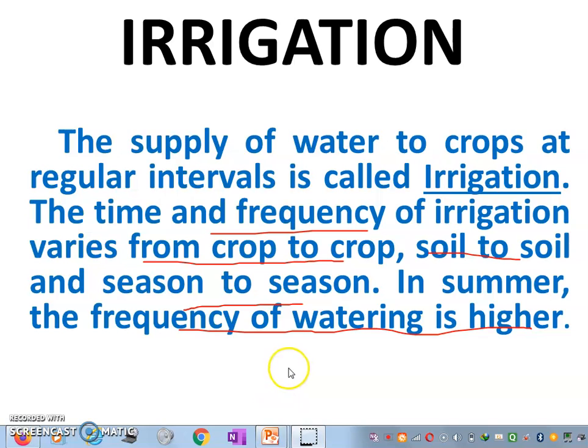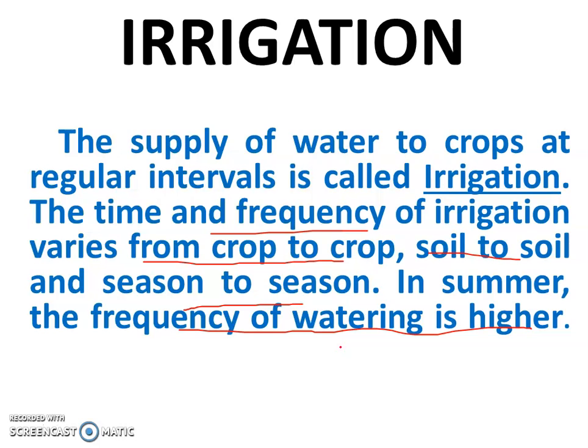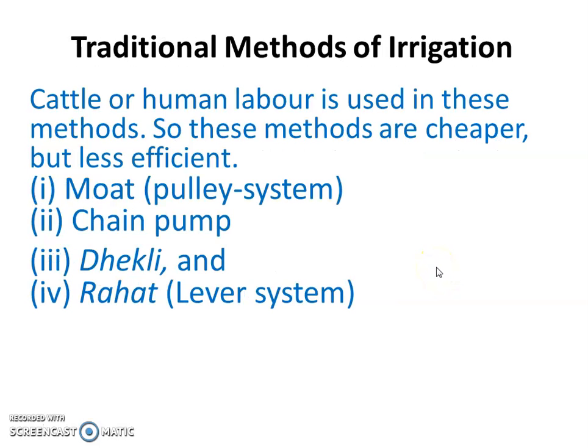So we have to increase the frequency of watering, and see the frequency of irrigation as per the season to season, crop to crop, soil to soil. Some crops need less water, some crops need more water. Now the sources of irrigation. There are large number of sources of irrigation, for example wells, tube wells, ponds, lakes, rivers, dams, canals. So there are so many sources of irrigation.